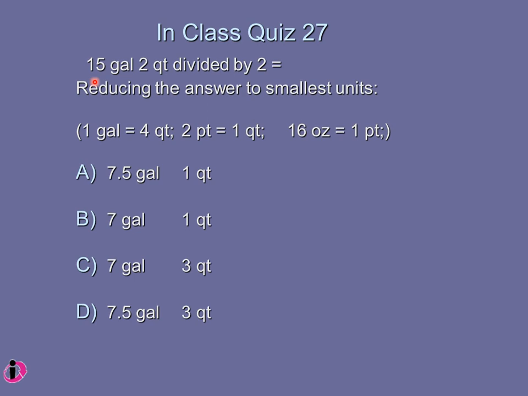So in the original question, you already have 2 quart. So the total quart is 2 quart plus 4 quart, that makes it 6 quart. Now you divide it by 2. That makes it 3 quarts. So this is one part and this is the other part, right? 7 gallon, 3 quart. So the right answer is C, right? Any question?